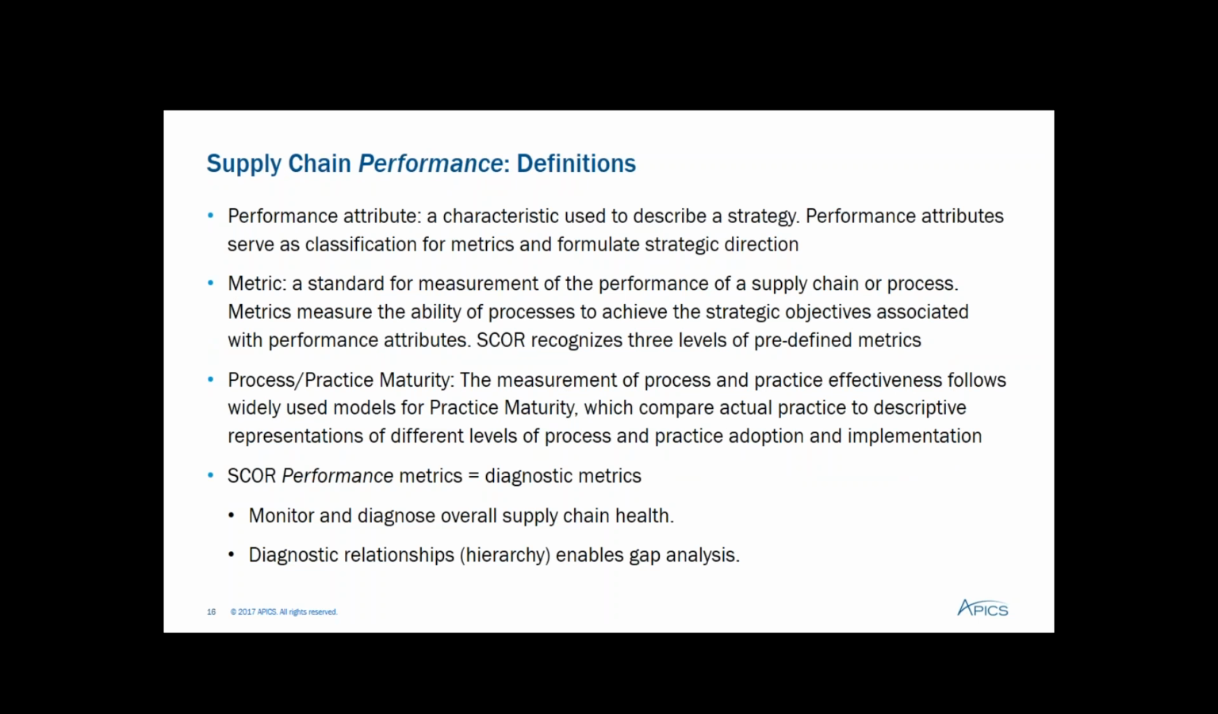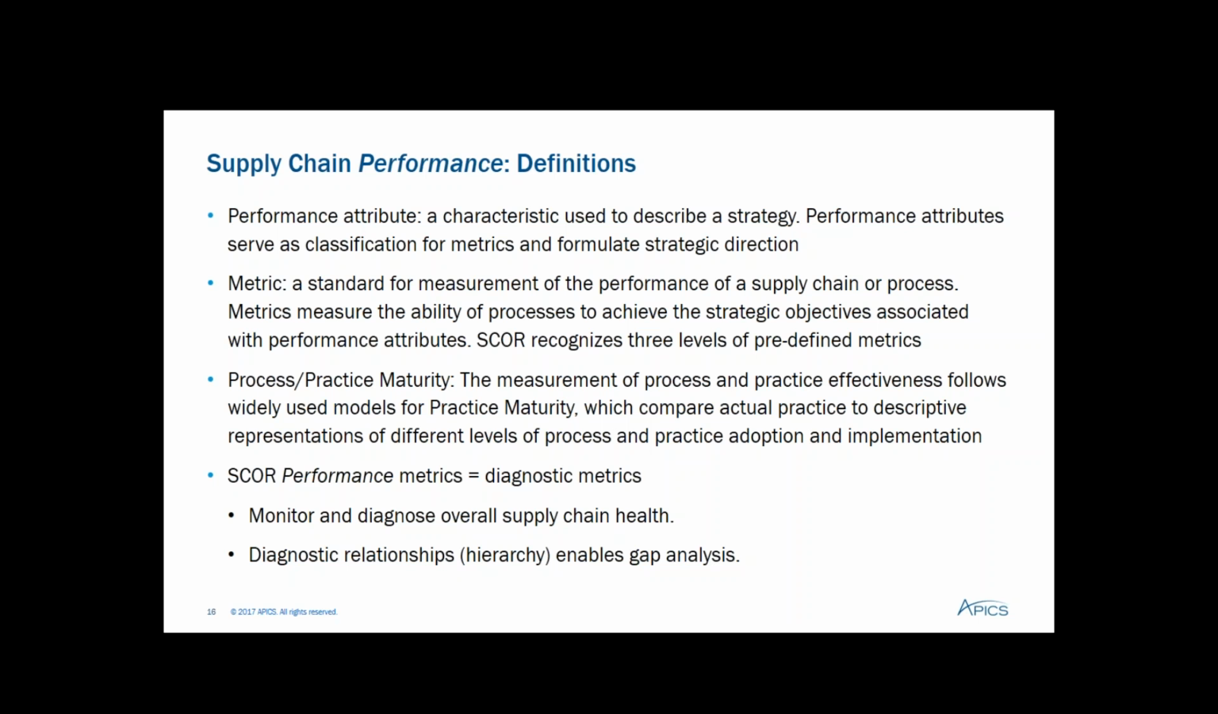It's important to define the various performance measurement terms used in the SCOR model. Performance attribute is a grouping or categorization of metrics used to express a specific strategy. In SCOR, an attribute itself cannot be measured. It is used to set strategic direction. Metrics are a standard for measurement of the performance of a supply chain or process. Metrics measure the ability of processes to achieve the strategic objectives associated with performance attributes.